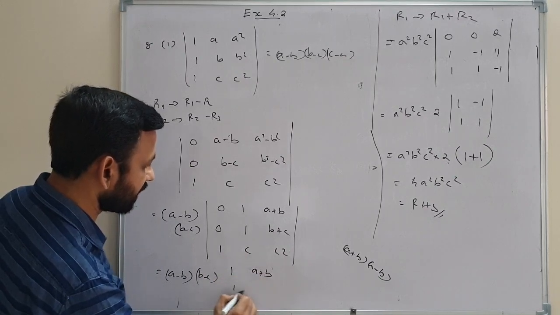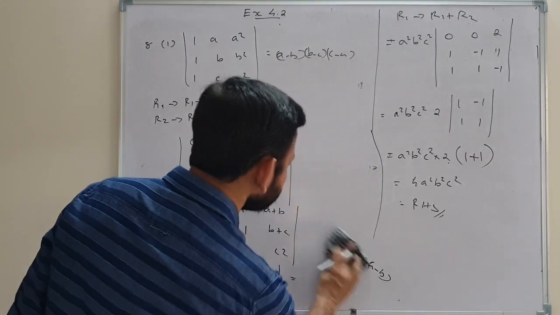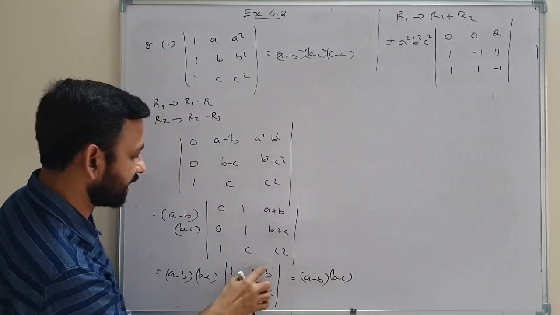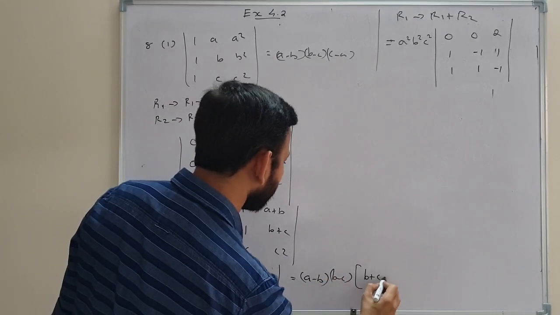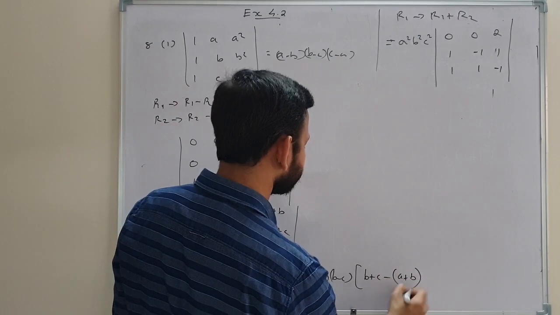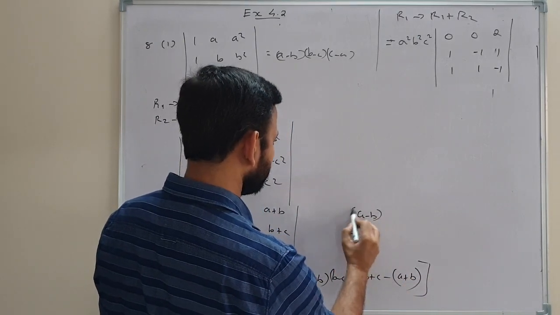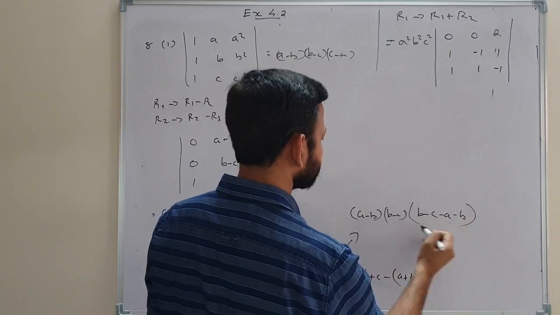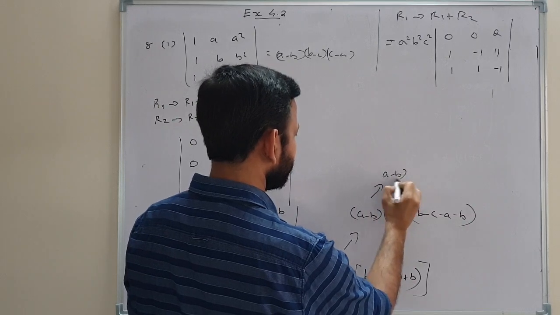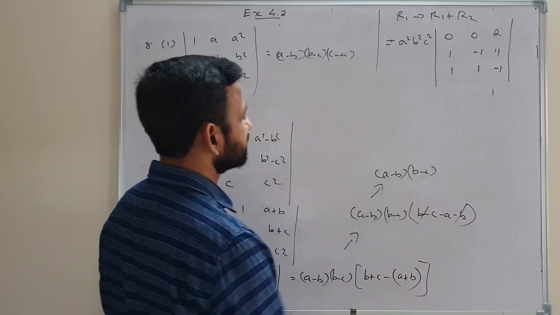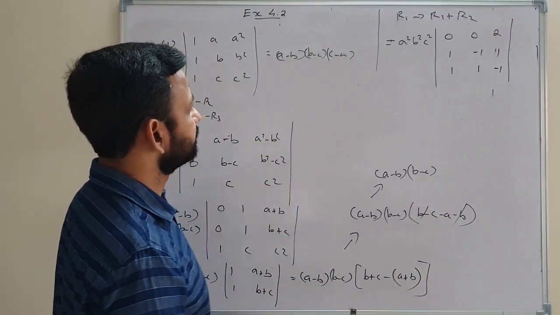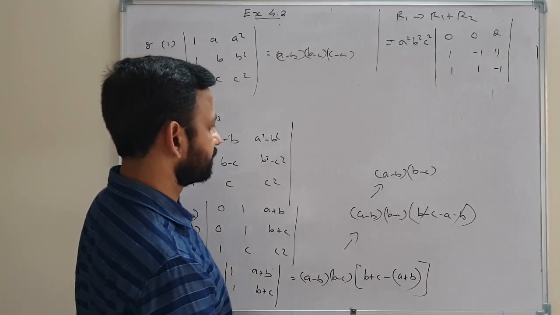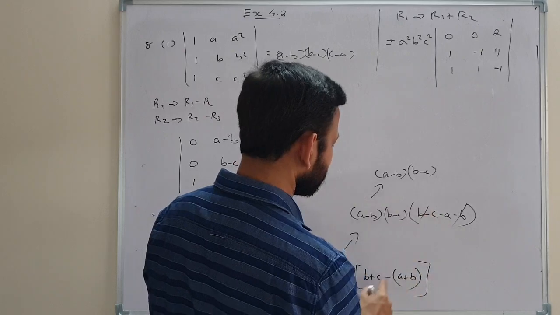1 A plus B, 1 B plus C, that is equal to A minus B into B minus C into, diagonal wise we can find the product 1 into B plus C, that is B plus C minus of 1 into A plus B, minus of A plus B. So that is A minus B into B minus C into B plus C minus A minus B. Here minus B and plus B cancel now. Then C minus A.